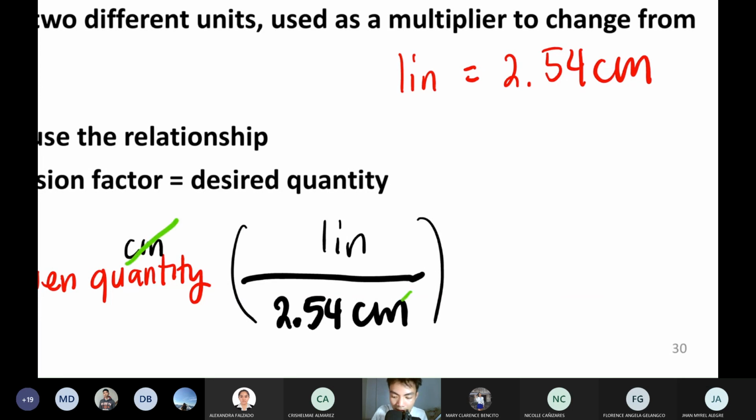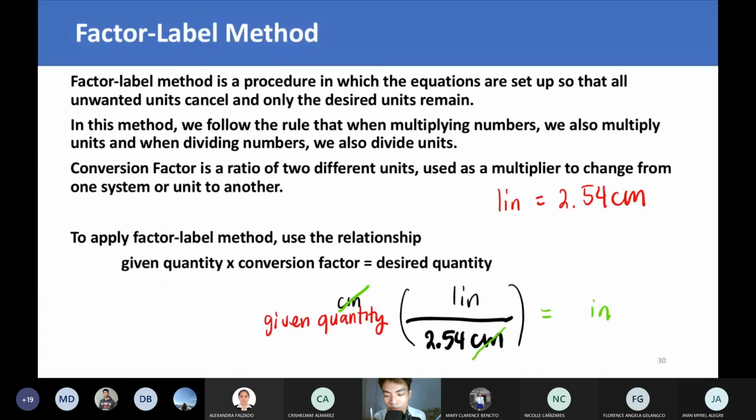Mapapansin nyo, magka-cancel yung cm and then your desired quantity will be left. Yung inches na lang yung matitira. Okay? So, that's how you use the factor label method. You will treat your conversion factors as fractions, and pwede mo i-flip yung fraction na yon in order to cancel the units. And then you will arrive with the final answer.